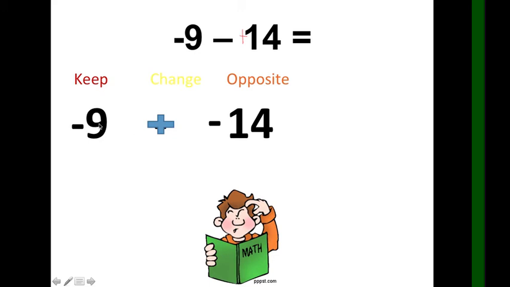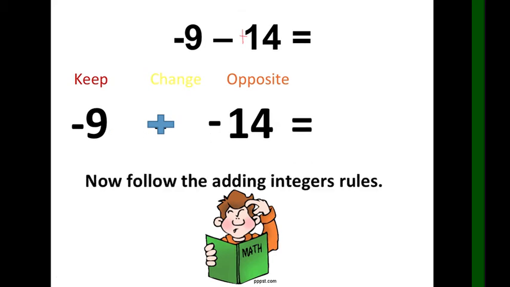So, we will use addition rule 1 and addition rule 2. Since pareho sila ng sign, we will use addition rule 1. Add the numbers and then copy the sign. So, we have negative 23. Is that clear?